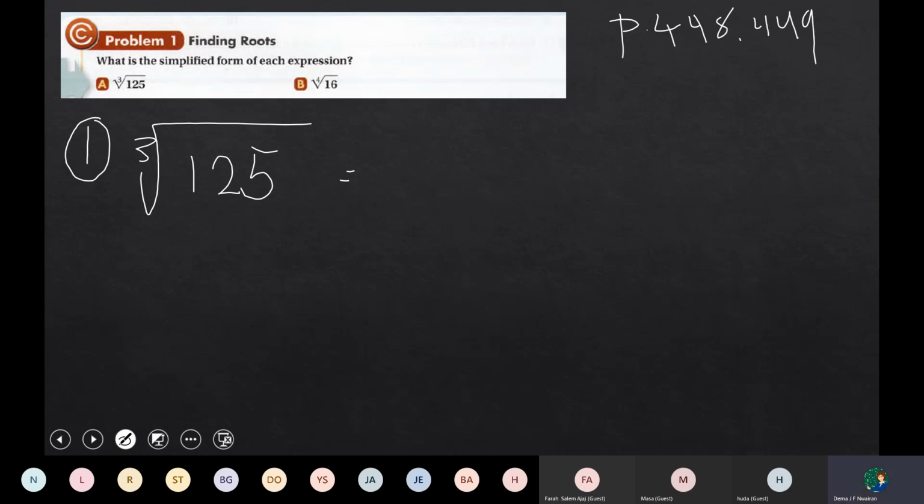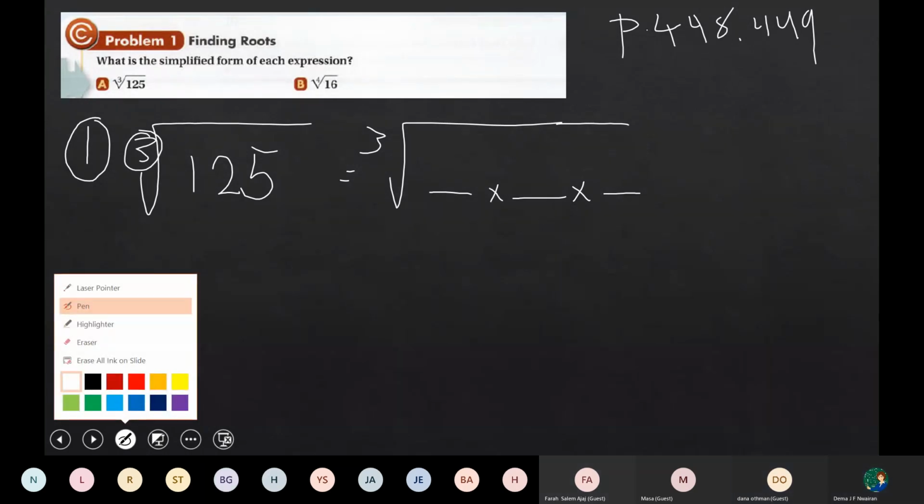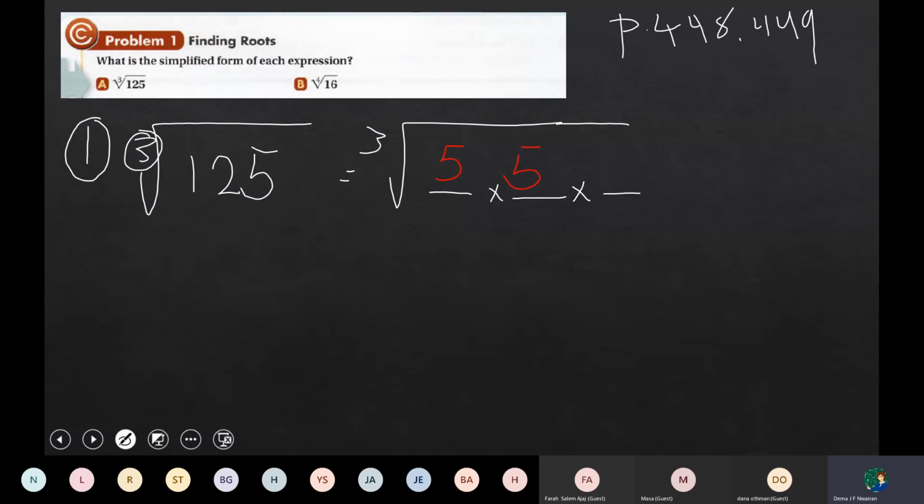Now, here, what is the number? What is the index? It's 3. So, I want you now to give me 3 numbers that are the same, and if you multiply them, you get 125. Who can tell me? 5. So, if you try 5 times 5, that is 25. 25 times 5 is 125. It's true.